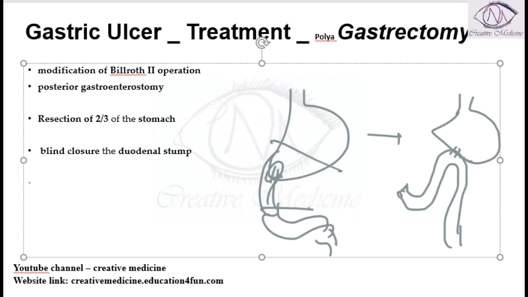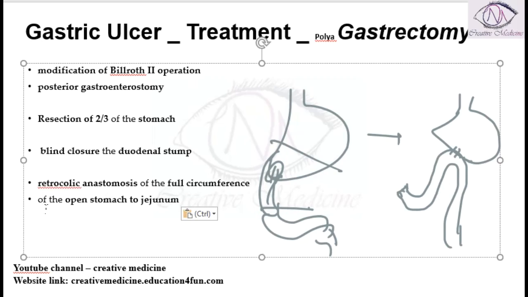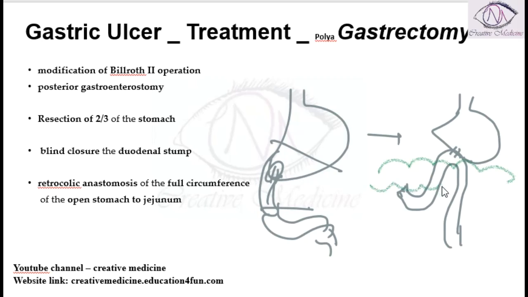But here this anastomosis is done behind the colon in the polygastrectomy. So here you will see that there is a colon here, and this anastomosis is actually done behind the colon. Okay, so this is polygastrectomy.